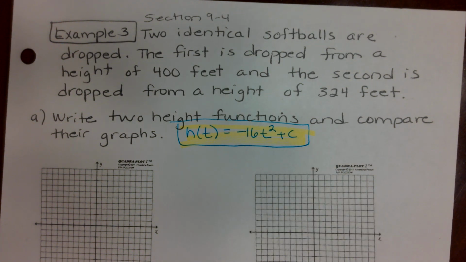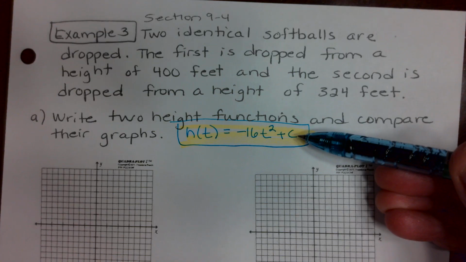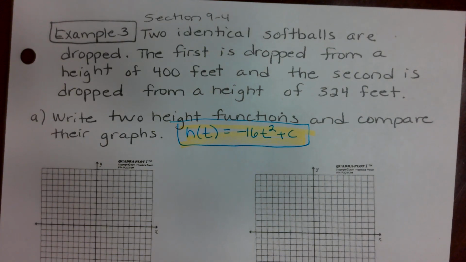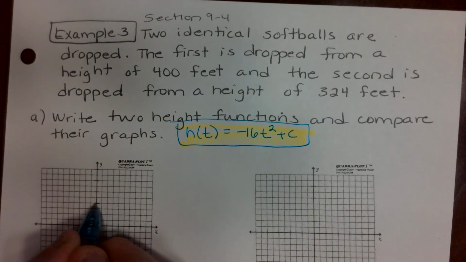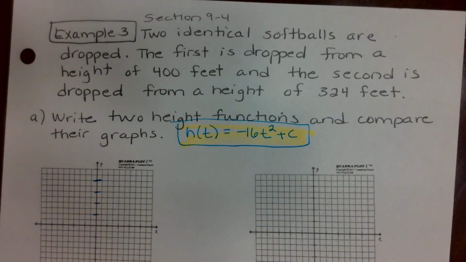Okay? So let's think about this now. Remember, this represents the what? That represents the y-intercept, right? So the first is dropped from a height of 400. Let's just say each of these are 100: 100, 200, 300. So there's 400 right there.